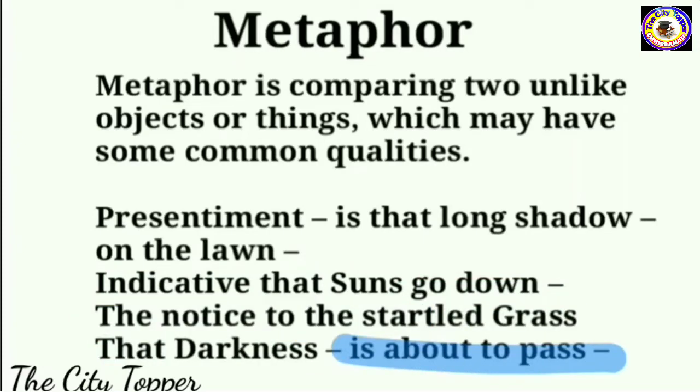Okay, now see what happened in these lines. In these lines, presentiment is a long shadow on the lawn. So presentiment is that long shadow on the lawn. The poem is written by Emily Dickinson, and in this example, Dickinson describes presentiment as a shadow. The actual meaning of presentiment is anxiety or foreboding. But here the poet compares it with the shadow.